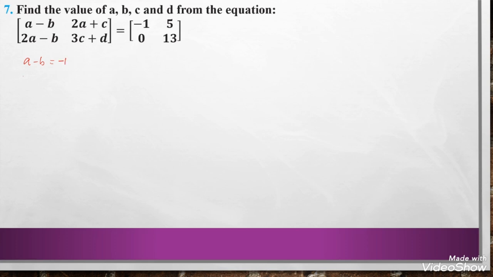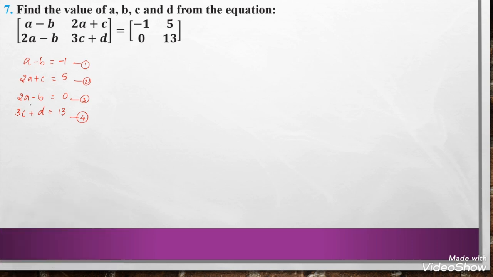And the second equation, 2A plus C, the corresponding value will be 5. Next, 2A minus B, the corresponding value 0. As there is a fourth condition, 3C plus D, the corresponding value 30. I will take equations 1, 2, 3 and 4. Now, I will solve one by one.